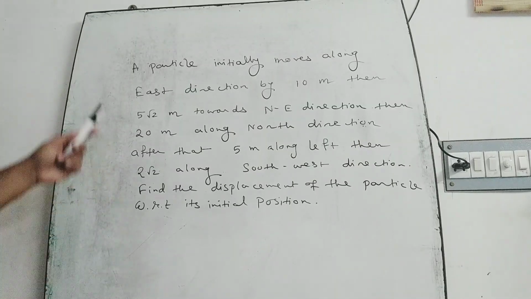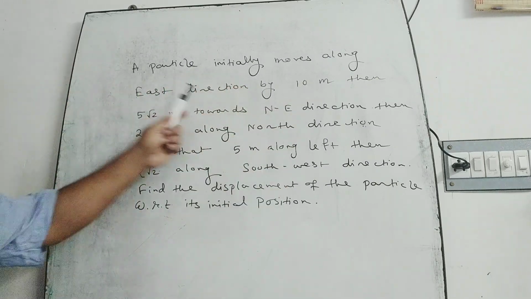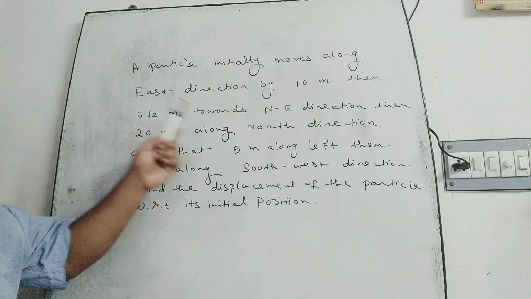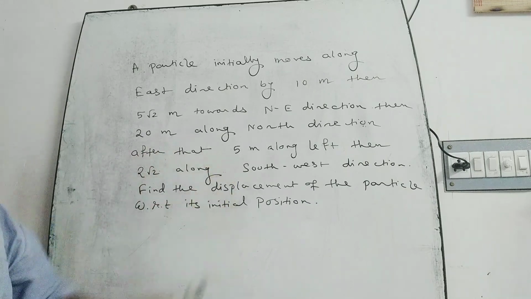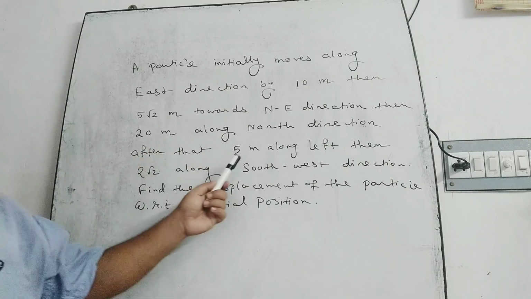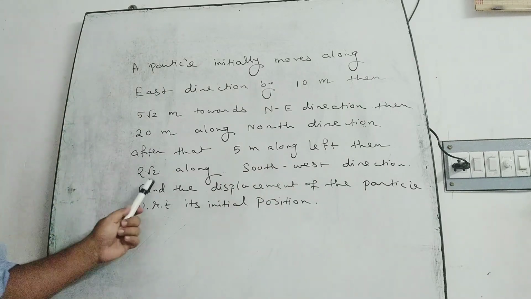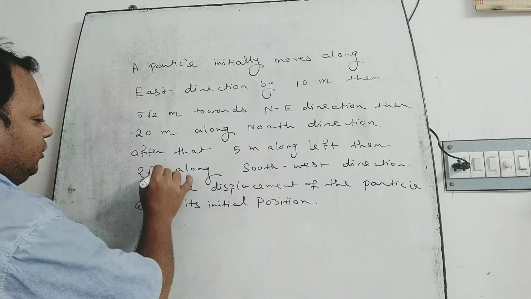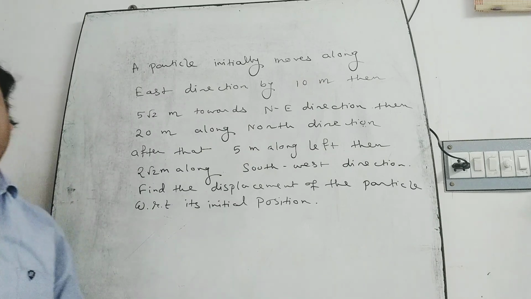The problem is: a particle initially moves along the east direction by 10 meters, then 5√2 meters towards the northeast direction, then 20 meters along the north direction. After that, 5 meters towards the left, then 2√2 meters along the southwest direction. Find the displacement of the particle with respect to its initial position.